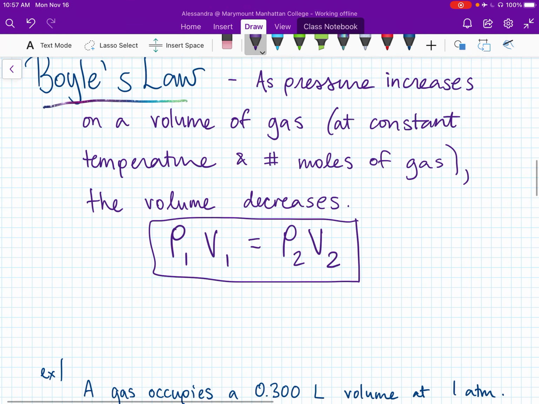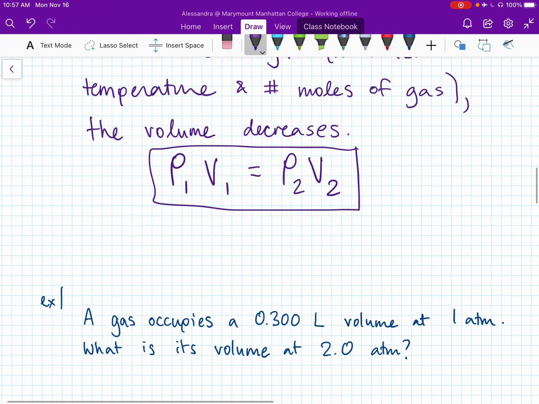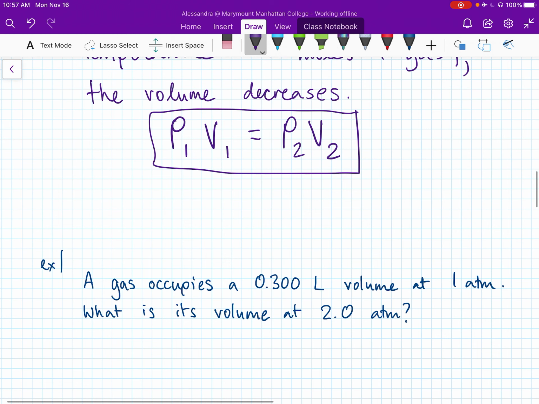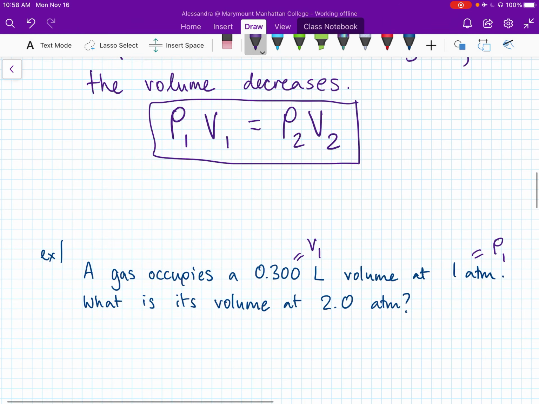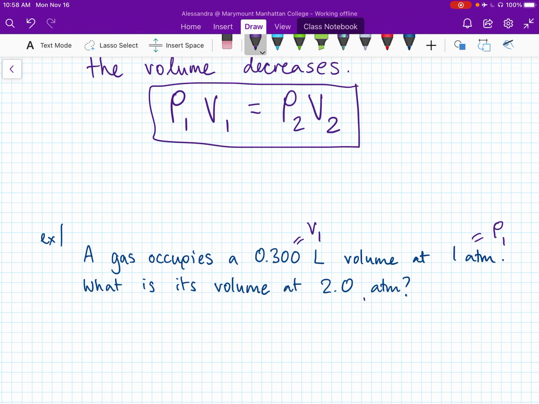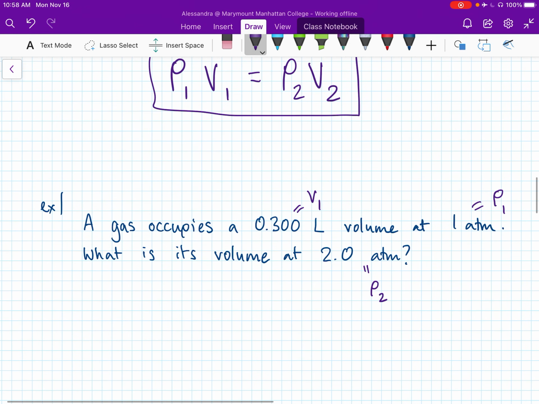So it's very simple to do some quick Boyle's law problems. For example, let's say that a gas occupies a 0.3 liter volume at 1 atmosphere. What would its volume be at 2 atmospheres? So I am going to arbitrarily say that this 0.3 liters is going to be V1 and the 1 atmosphere is going to be P1. The P2 is going to be the other pressure, so let's call that 2 atmospheres P2.